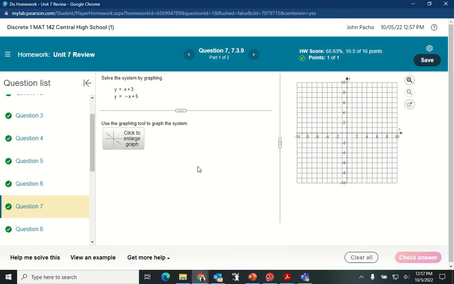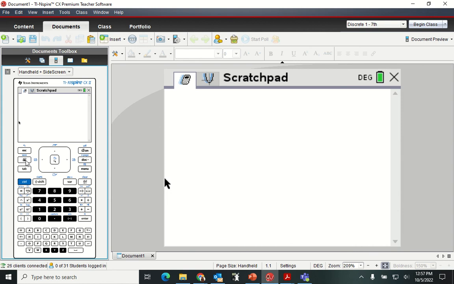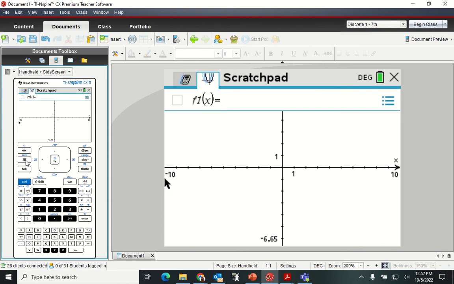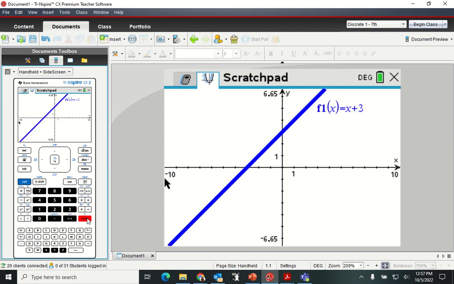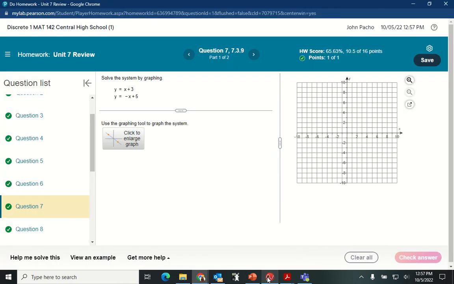Question 7. It's a similar question. Solve by graphing. Now this one right here is going to be kind of a pain. There's multiple steps on this, so I need you really paying attention. X plus 3, negative x plus 5. Now, since my equations both had y equals, can I just enter them in as a function? Good. So it was x plus 3. My other one was negative x plus 5.